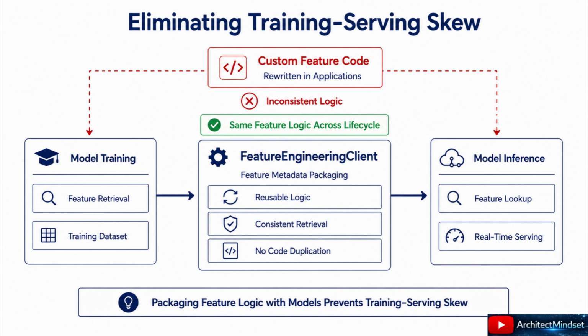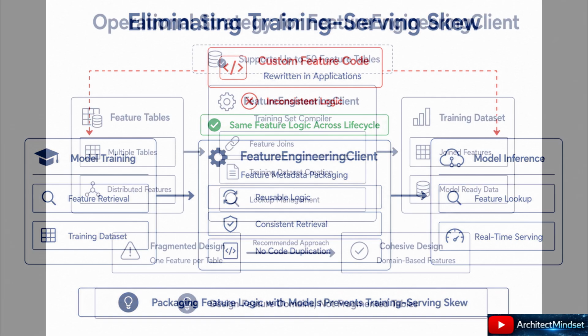That reduces one of the most common failure modes in production ML, training-serving skew. Instead of rebuilding feature lookup logic inside application code, the client packages feature metadata with the model so feature retrieval remains aligned across both stages of the lifecycle.